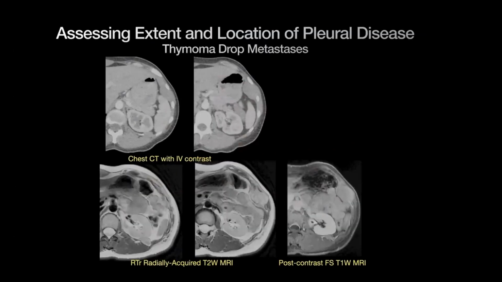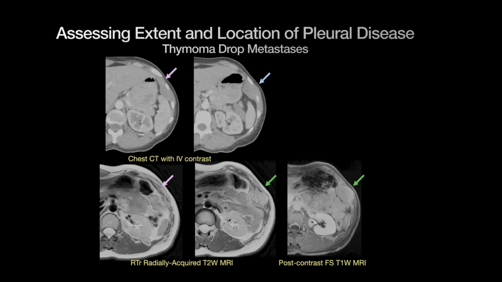MR can better assess the extent and location of pleural disease, including thymoma drop metastases, not just mesothelioma. On CT, this thymoma drop metastasis is isoattenuating with the adjacent chest wall musculature. Where does it end? How big is it? By T2 weighted imaging, which is non-contrast, as well as the post-contrast image, we can better define the mass from the adjacent chest wall musculature and say that in addition, not so much by CT, but by MR, that it's splitting the diaphragmatic leaflet apart.